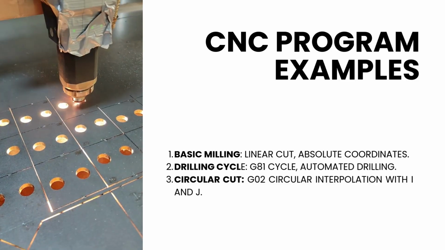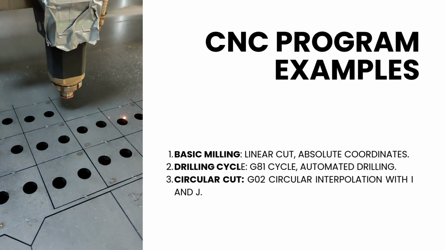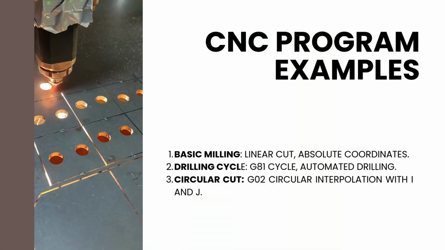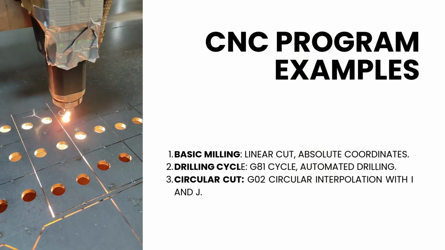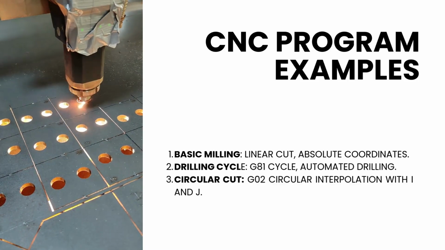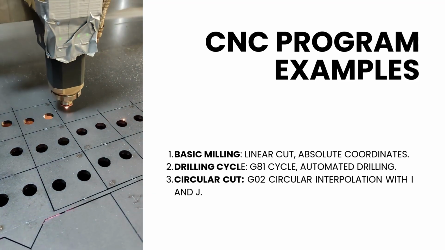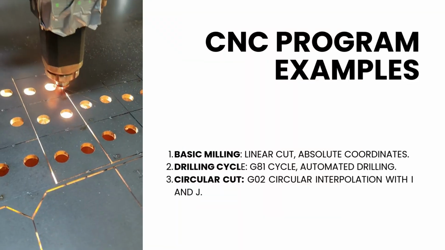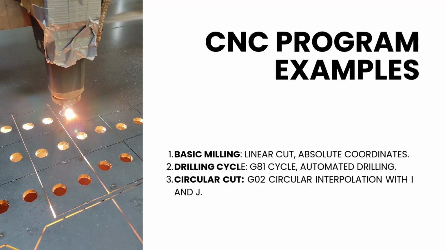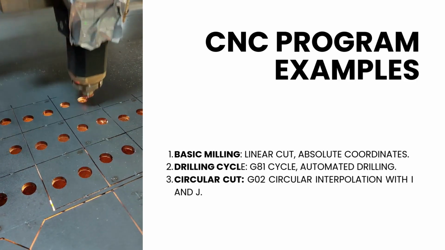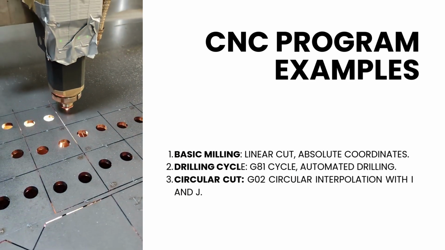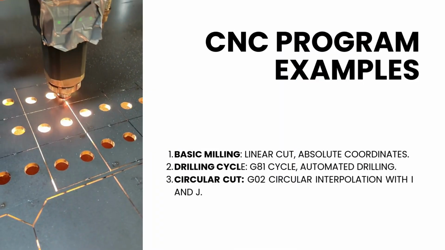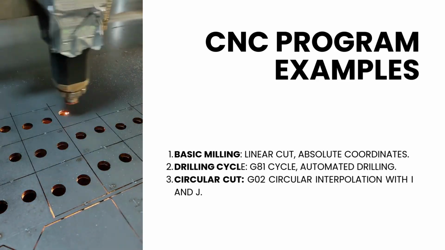O1001 basic milling, G21 for millimeters, G17, G90 for XY plane in absolute mode, T01 M06 for selecting and changing the tool one, S1200 M03 for starting the spindle clockwise at 1200 RPM, G00 X0 Z5 for moving rapidly to the starting position, G01 Z-2 F100 for lowering into the material at a controlled feed rate, G01 X50 F200 for cutting a straight line, G00 Z5 for retracting the tool, M05 for stopping the spindle, and M30 to end the program.